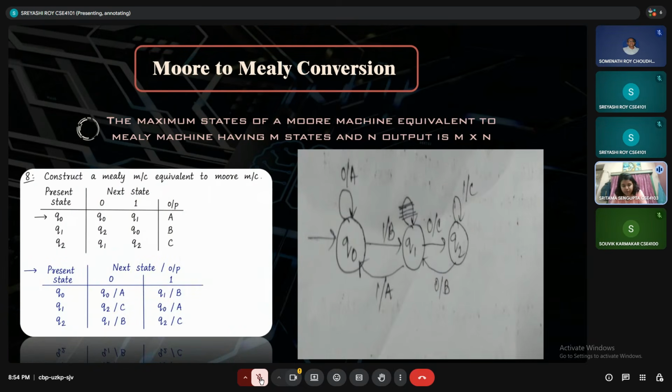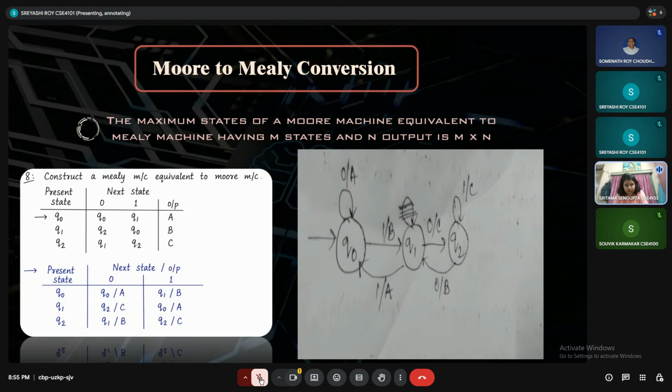Here we know that the number of steps in the Moore machine will be less in the Mealy machine. So for present state Q0, next state is Q0 and Q1, and the output is A. And for Q1, next states are Q2 and Q0, and output is B. And for Q2 output is C, and after accepting input 0, it is going to Q1 state, and accepting input 1, it is going to Q2 state. According to the question, it is that. And here this is the picture.